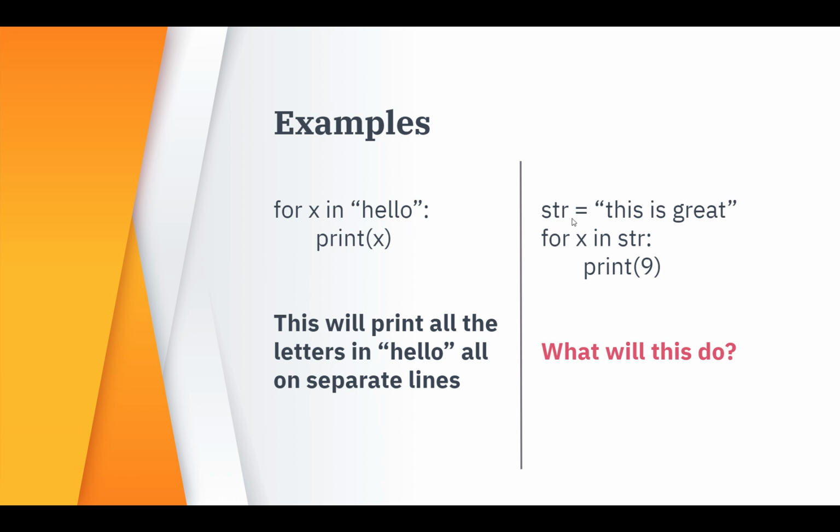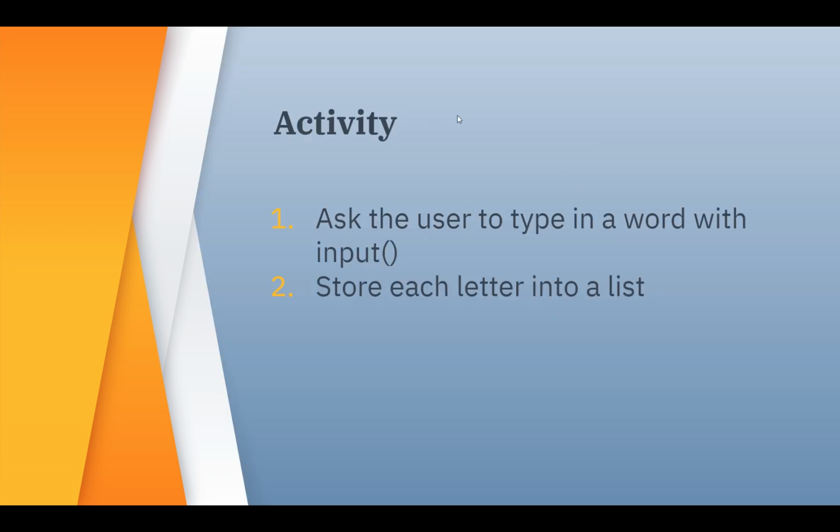And here, string equals this is great. For X in string, print 9. So what does this do? X is going to equal each character, so it'll loop that amount of times. So 1, 2, 3, 4, 5, 6, 7, and then however many the space plus great is, it'll print 9. So what does that do? Does it print this is great? Does it print 9? Does it do this? Think about that.